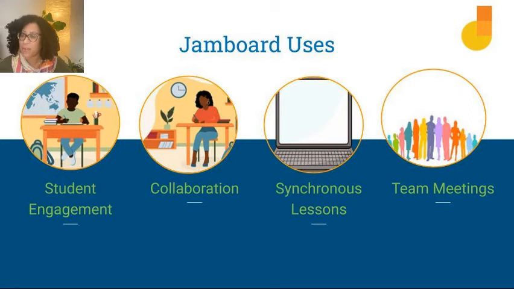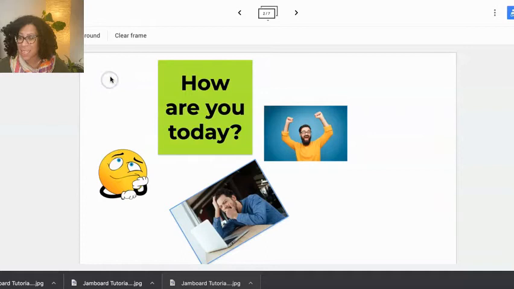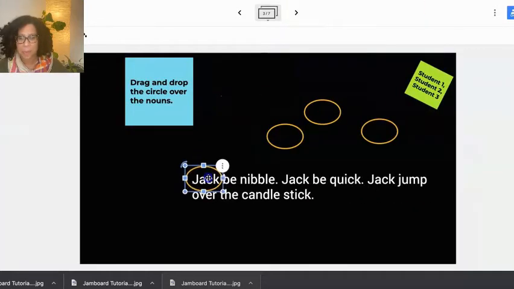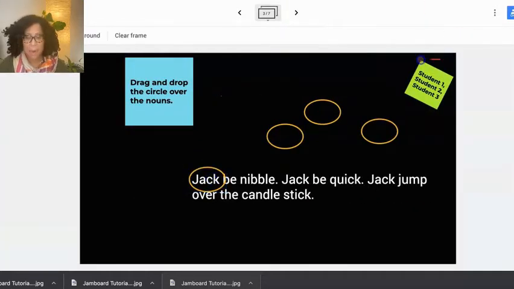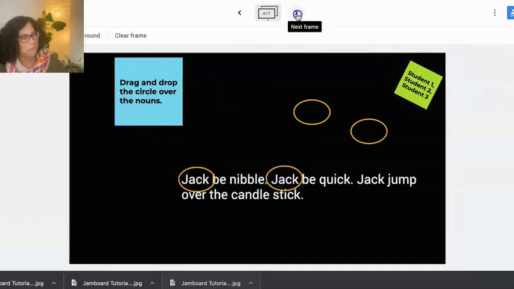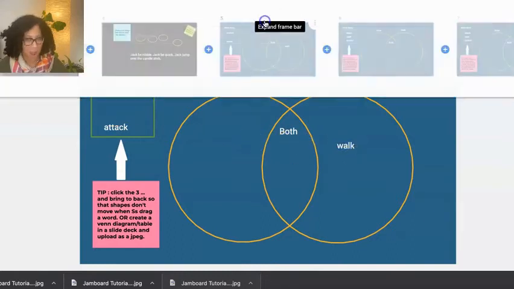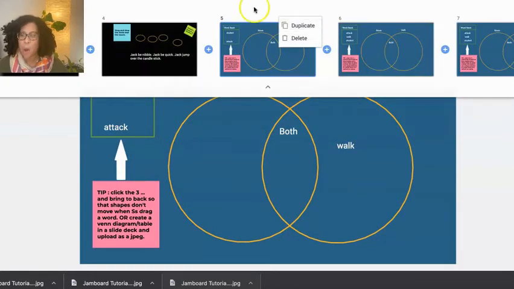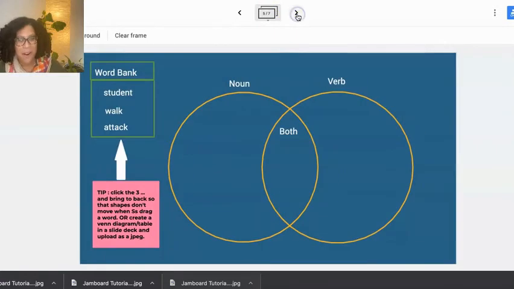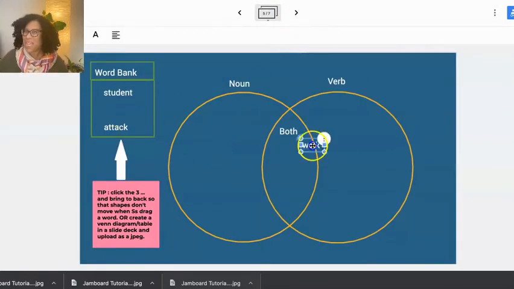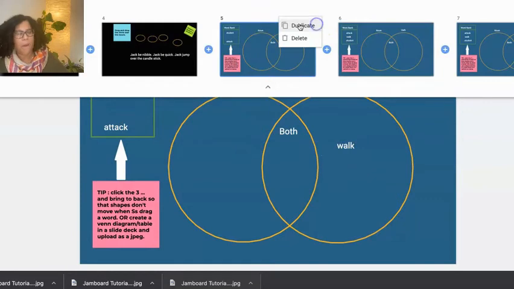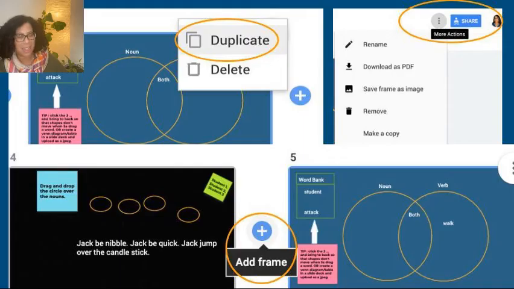A few successful ways Jamboard can be used are check-ins to see how your students are feeling, identifying elements of a text like parts of speech or a thesis statement, brainstorming topic ideas before writing, and organizing and activating prior knowledge with drag and drop activities or Venn diagrams.